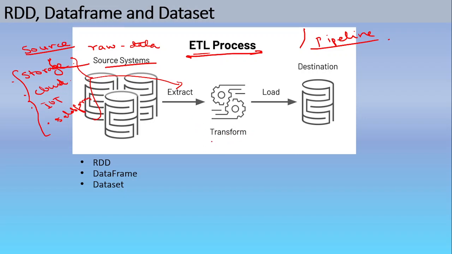Now, what do we mean by transform? We do transformation: we convert this raw data to meaningful data. I'll tell you exactly how your raw data looks. Let us consider your raw data is in JSON format, and we are converting that into meaningful data. Now we are converting that to a table. Just imagine a table as rows and columns.